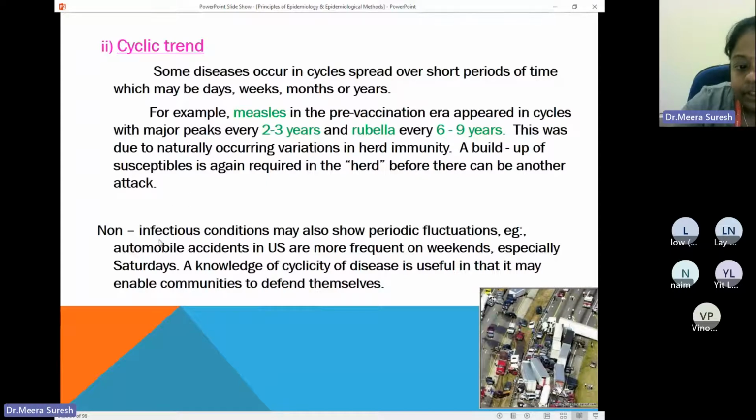We can also see this cyclical trend in non-infectious conditions, like automobile accidents in the US, which are more frequent on weekends, especially Saturday, maybe because of the weekend and the partying nature, and after that drink and drive. So that resulted in the automobile accidents.